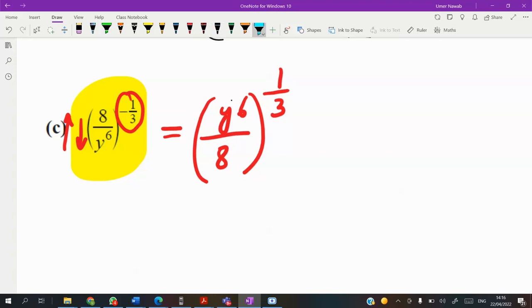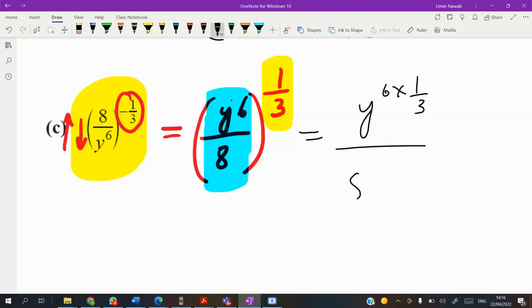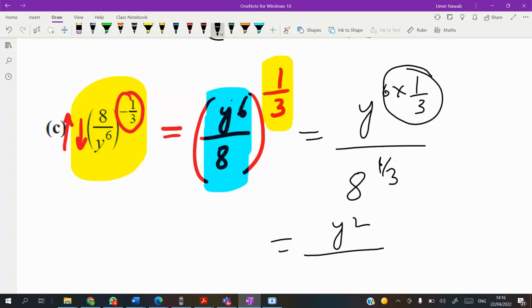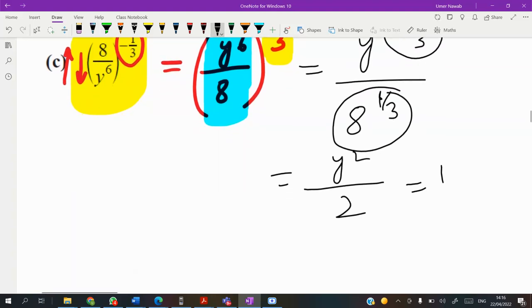So what we did, we just flipped the base to change the sign of the power from negative to the positive. Now share the power. So 6 times 1 over 3 and 8 power 1 over 3. So guys, this is pretty simple. That is y squared. And you can use calculator. It will give you 2. So y squared over 2. You can also write it as 1 over 2 y squared or y squared over 2.